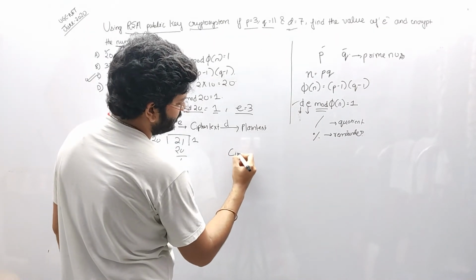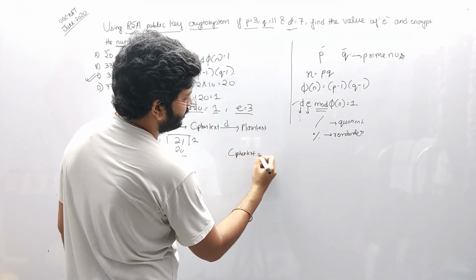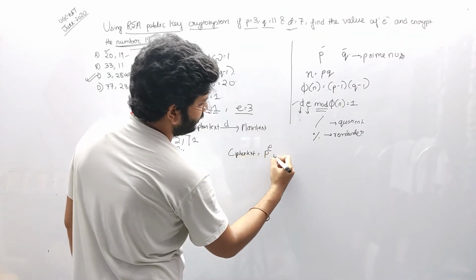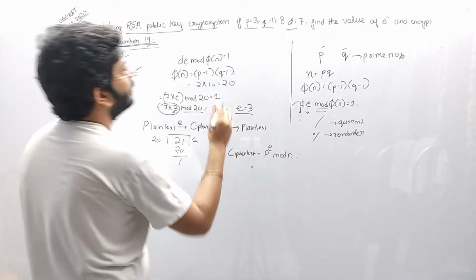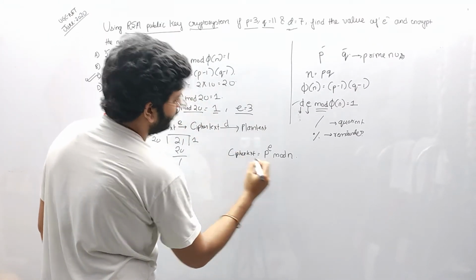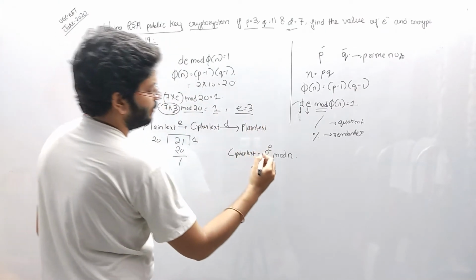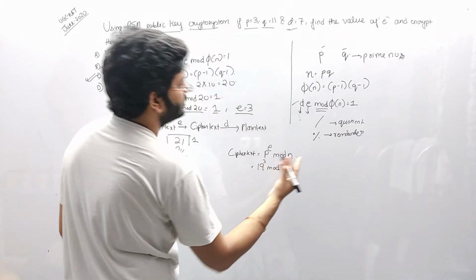The ciphertext value, what is the formula? It is plaintext to the power e modulus n. The plaintext we have is the number 19, so it is 19 to the power e. E we have as 3, mod n. Now what is n?